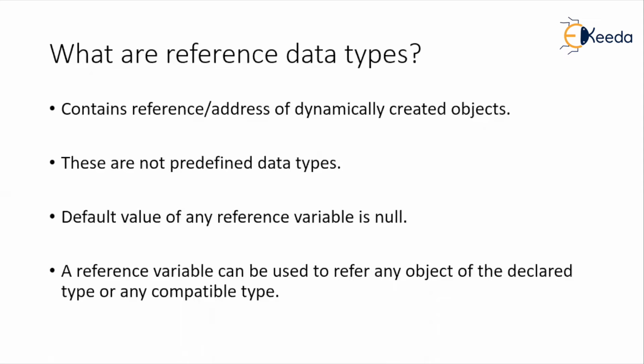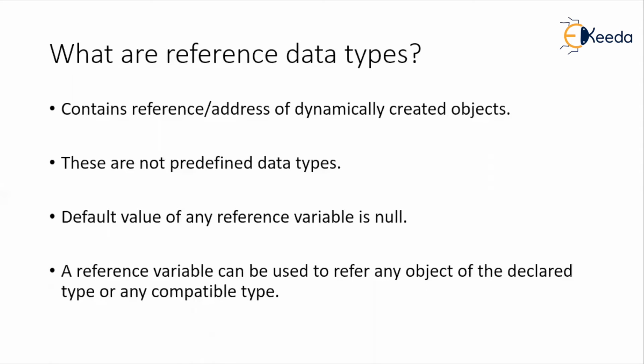Reference data types contain the reference or the address of dynamically created objects. Means whatever objects we are creating, the address of that object is stored in reference data type. These reference data types are not predefined data types. However, these are also termed as custom data types. In my Java application, whenever I'm declaring any variable which will be of reference data type, the value of that variable will always be null.